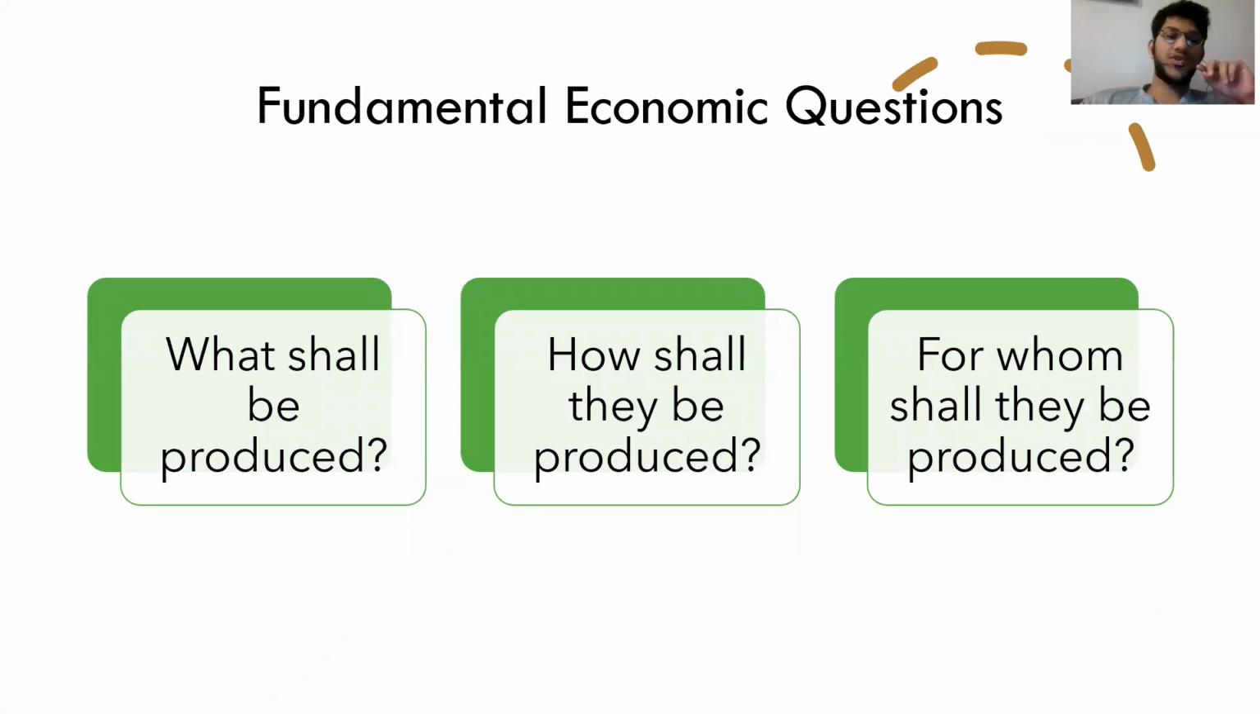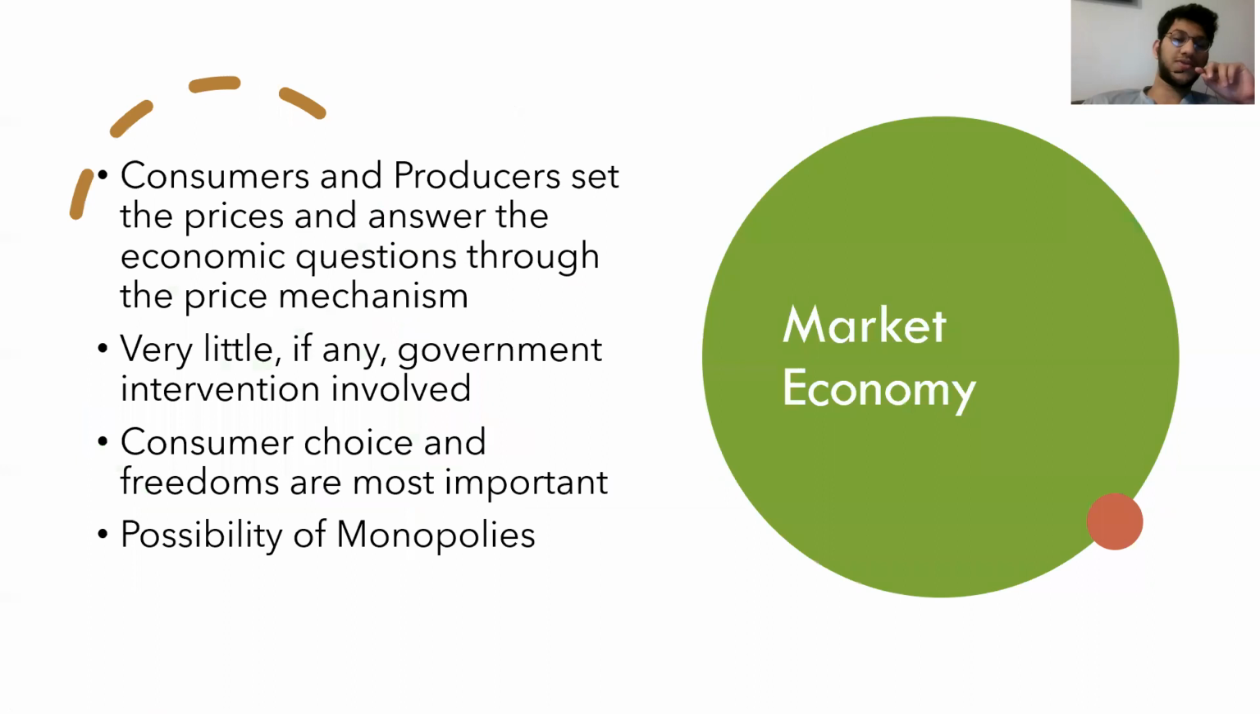What shall be produced is dependent on what we want to be produced, because we use money to indicate, through an idea that we call signaling, to the corporations and firms what we want. How shall we produce? We often have some kind of say over that. And for whom shall they be produced? It shall often be produced for the people with the most money. However, there is a possibility of monopolies arising in a market economy, but that's also a possibility in command economies and whatnot.